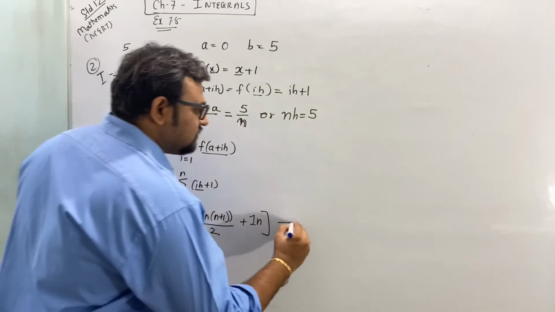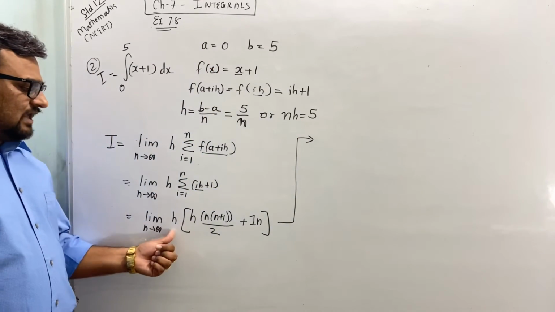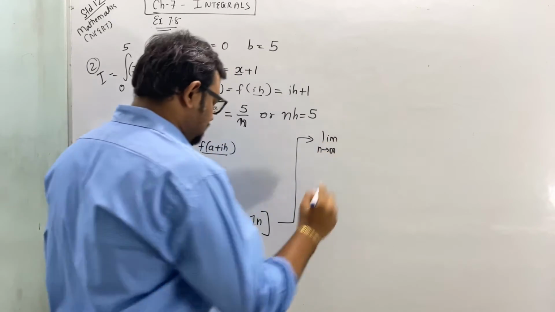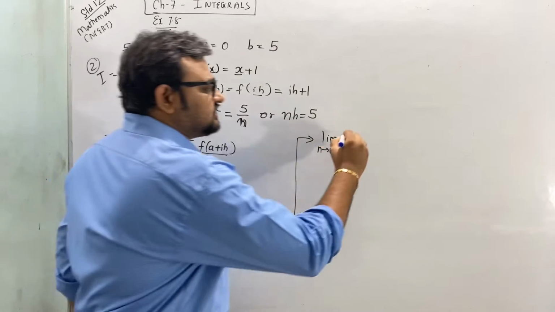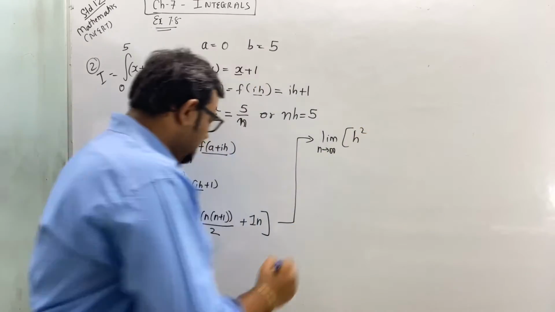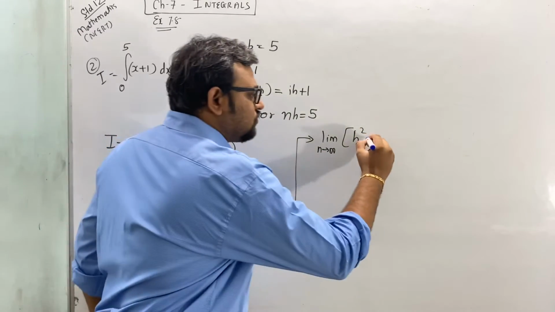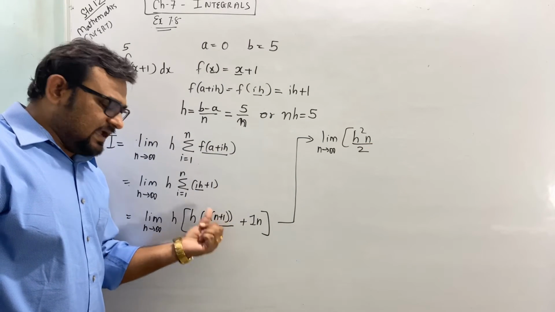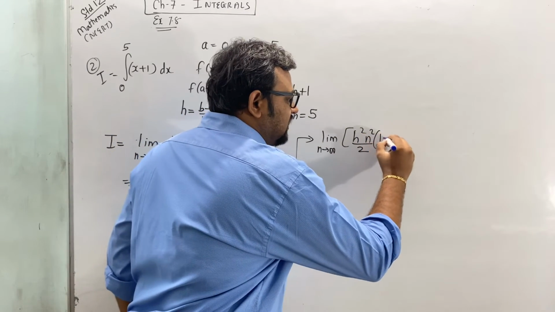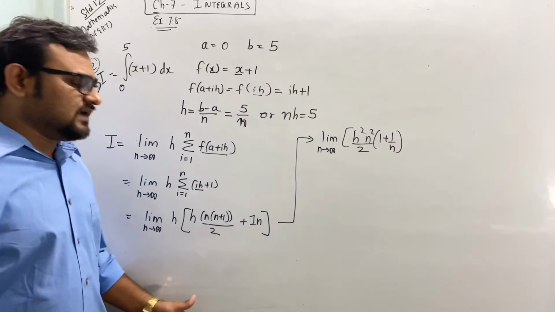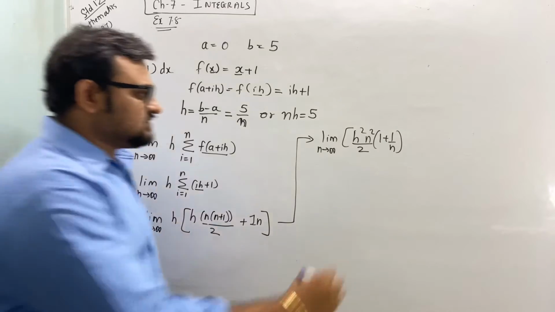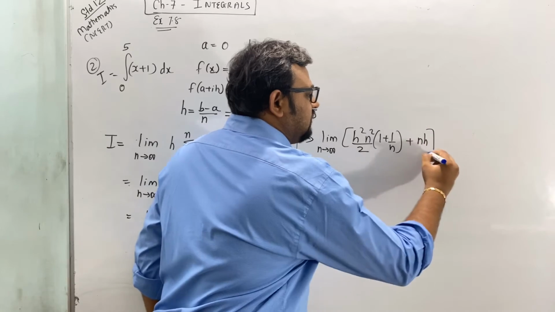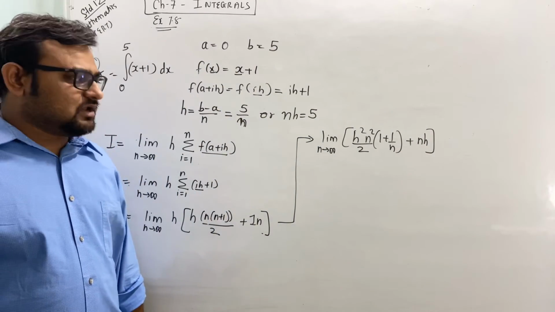Clear? So now what I will do, I will multiply this h here. Okay, h into h square, n by 2. So n plus 1, I will take once again n common. So it's n square, 1 plus 1 by n. We used this method in the previous sum also. Plus h into n, nh. Clear?